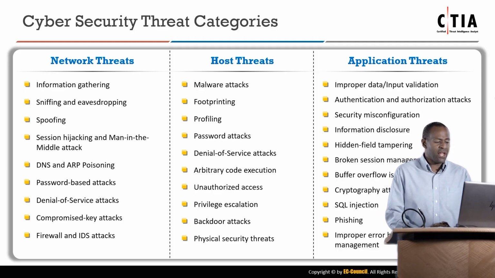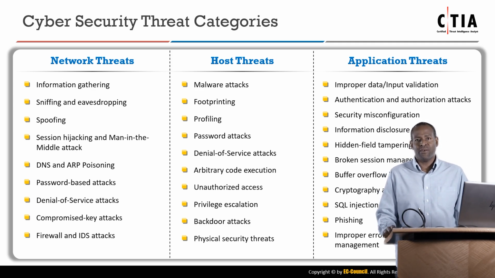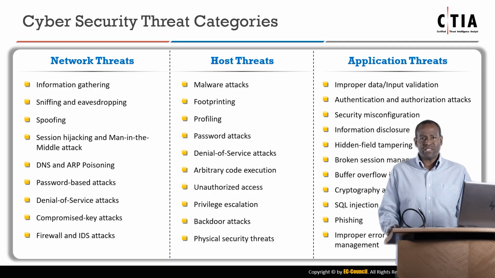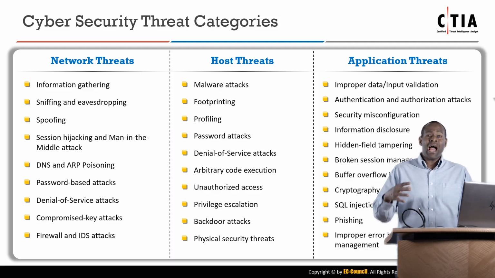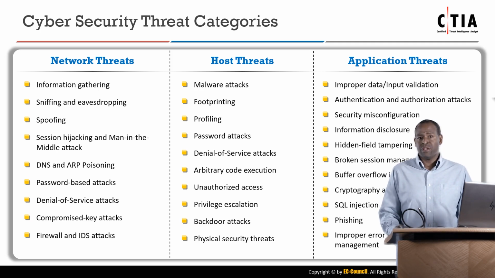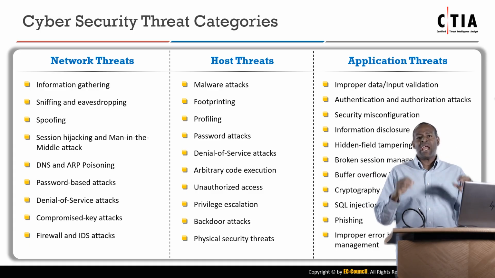We also have denial of service attacks on the network, shutting down that network with a huge fusillade of frames or packets. We have compromised key attacks. If you look at how we encrypt and secure traffic going from one host to another, that involves the use of keys, and some of these keys can be compromised. Firewall and IDS attacks. We can use fragmentation attacks and many other techniques to get around the firewall or around the intrusion detection or prevention system. All of this is at the network level, at the network edge.